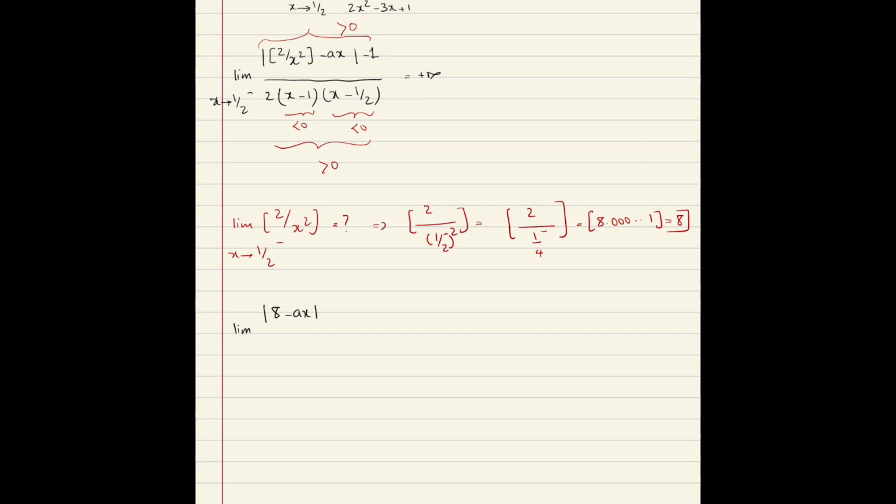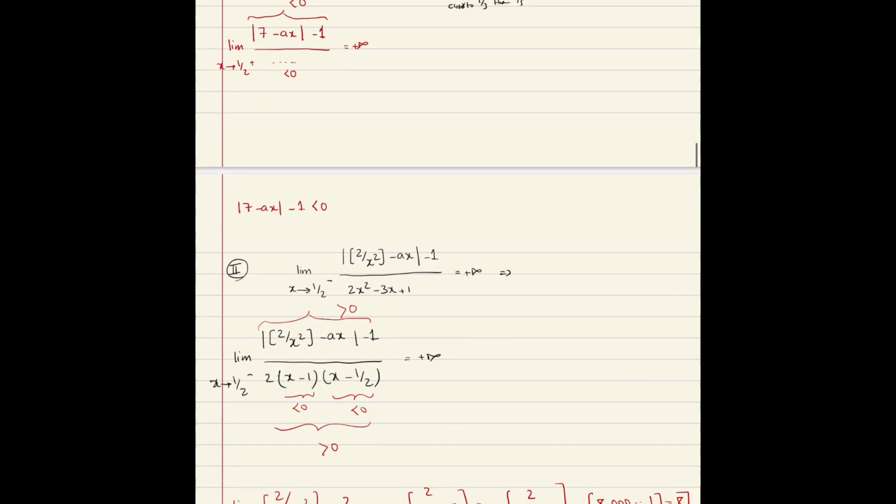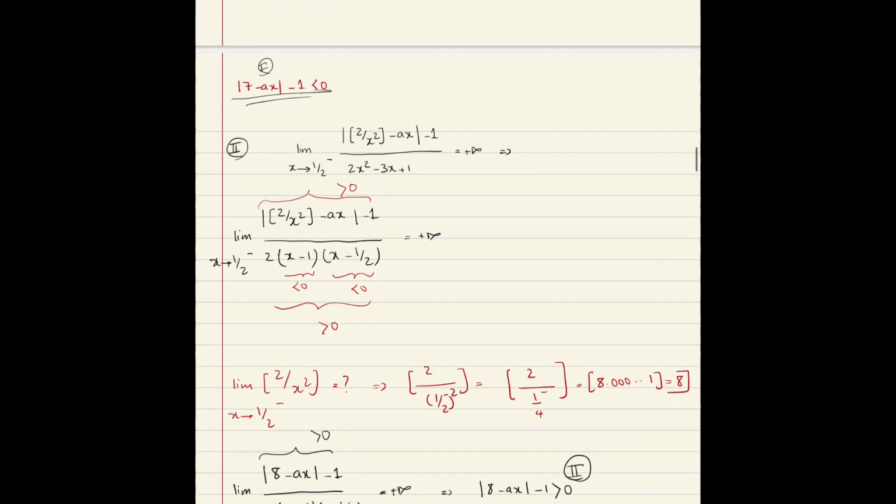So the limit would be equal to limit absolute value of 8 minus ax minus 1 over 2 times x minus 1 times x minus 1 over 2 equals positive infinity. So the numerator is positive. Absolute value of 8 minus ax minus 1 is greater than 0. So let's combine these two inequalities that we found out, and see what we can get from it.